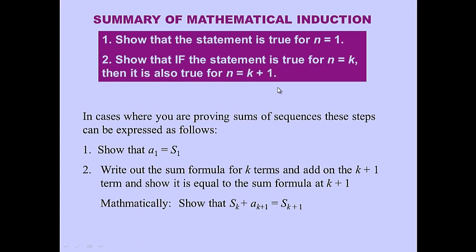So, practically speaking, if we are proving sums of sequences, this is what we do. First of all, we prove that a sub 1 equals s sub 1, because s sub 1 is just the same as a sub 1. It's the sum of one term, the first term. Then we write out the sum formula for k terms, and we add on the k plus 1 term and show it is equal to the sum formula at k plus 1. So symbolically we say that s sub k plus a sub k plus 1, the sum of the first k terms plus the next term, a sub k plus 1, is equal to the sum of k plus 1 terms. Algebraically show those two are equal, and we've completed the proof.